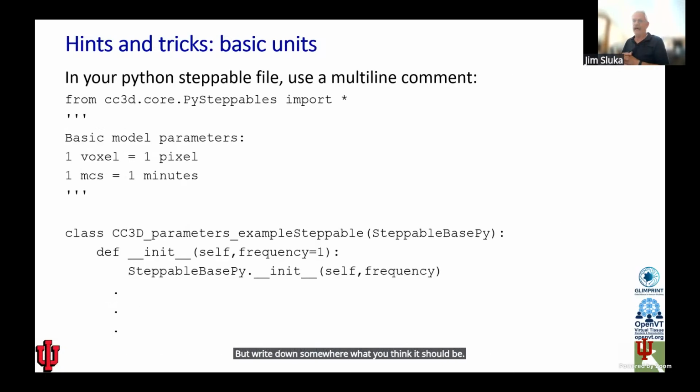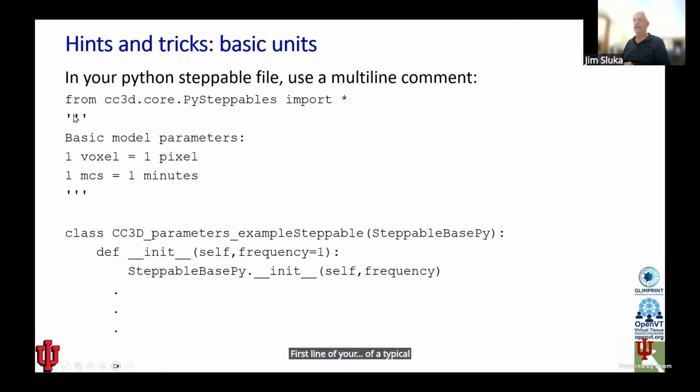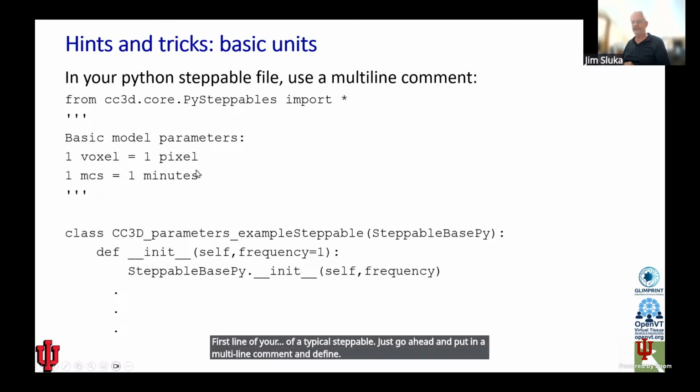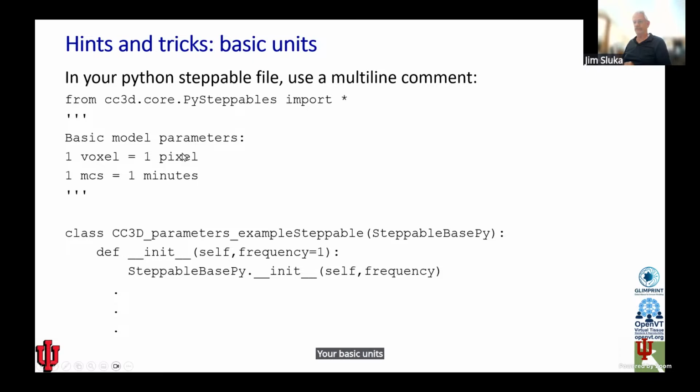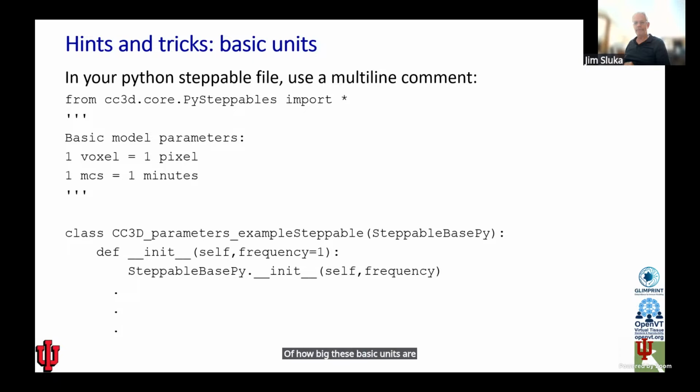One way to do that is at the top of your steppable file. So here's the first line of a typical steppable. Just go ahead and put in a multi-line comment and define your basic units. 1 voxel is 1 pixel, is 1 micron. 1 MCS is 1 minute. This has no programmatic use, but it does mean that you've committed to some understanding of how big these basic units are.